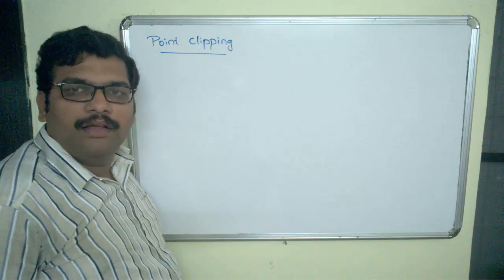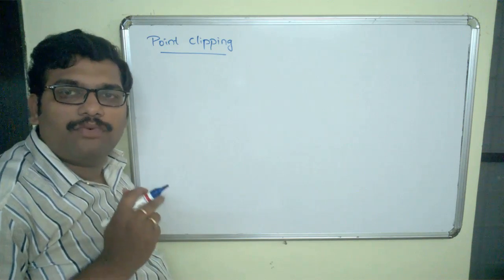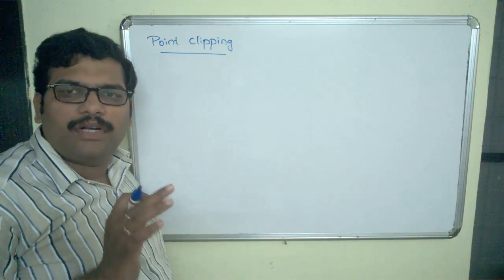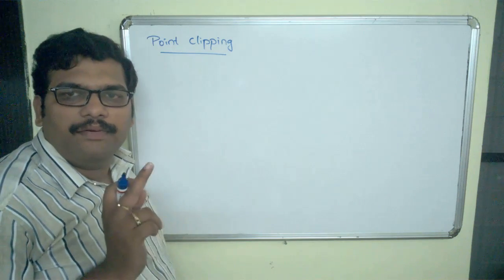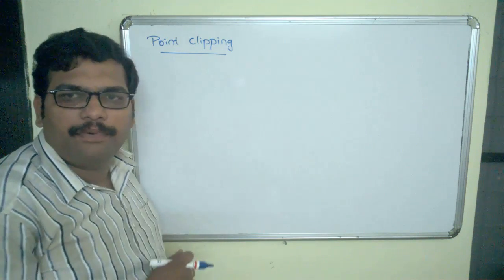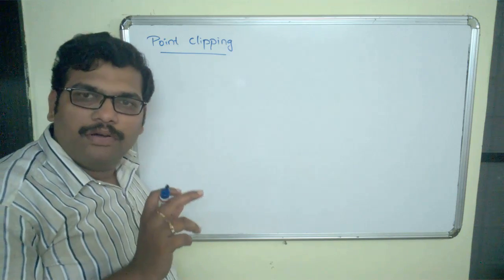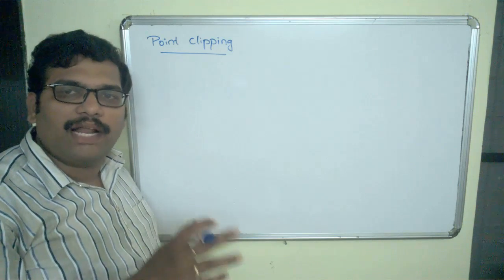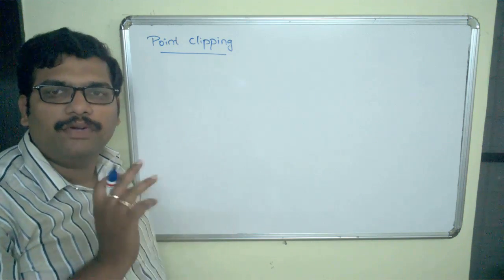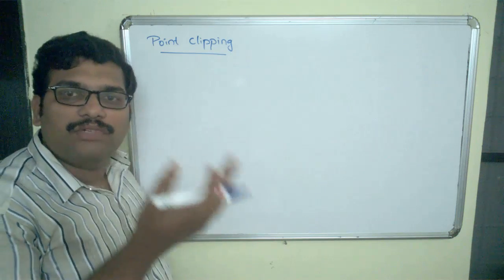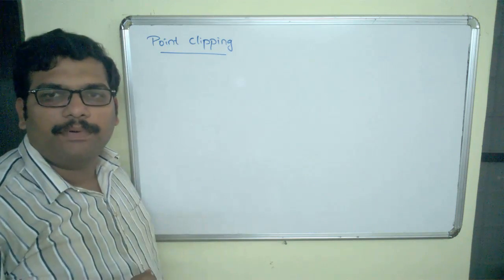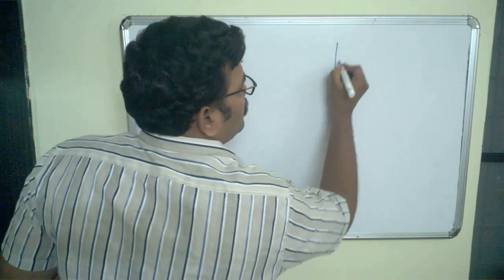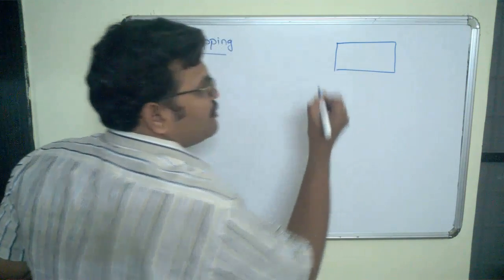Coming to the point clipping, the name itself indicates we have to clip the points. That means, first and foremost, we need to define a window before starting the clipping procedure. So we need to define a window, and next we need to find the points which lie inside the window and which lie outside the window. So all the points which lie outside the window must be clipped, that means discarded. Let this be a window.